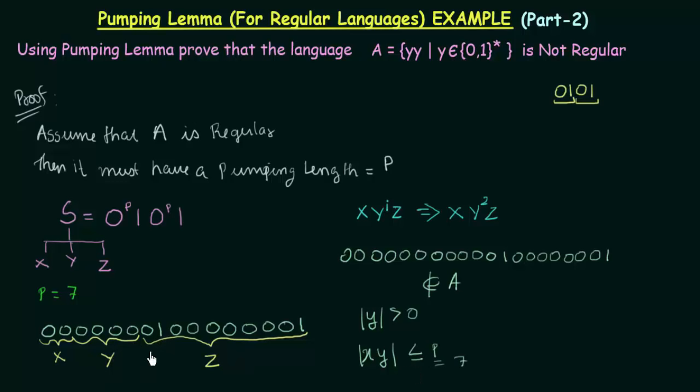Okay, so we divided it in this way, and we saw that when we take x y squared z, the string that we obtain does not lie in the language A. So we see that it cannot be pumped, and that is a contradiction to our assumption that A is regular. Hence we can say that A is not regular because we got a contradiction. I hope that was clear to you. This is how you prove that a language is not regular using the pumping lemma. Thank you for watching, and see you in the next one.